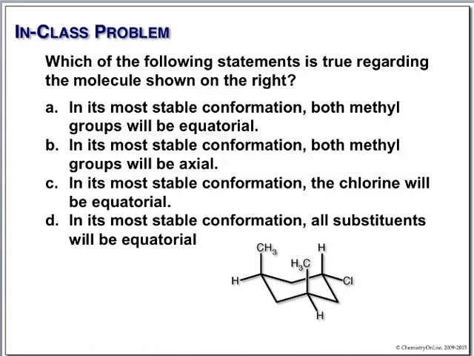And our last one. In this guy, in its most stable conformation, what is true? Well, we have two axial methyls, don't we? If we make this our most stable, both of these are going to be equatorial. That is choice A.